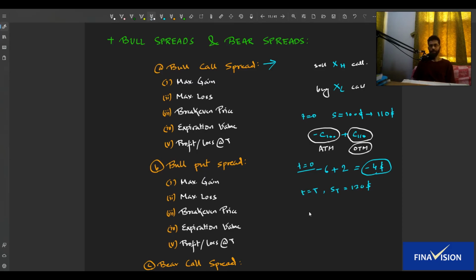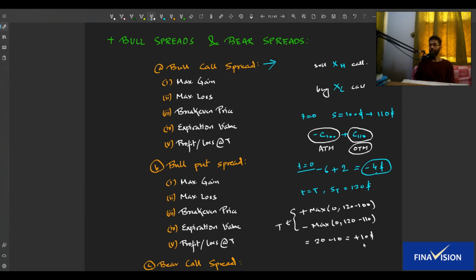Now the 100 strike option was bought. Therefore the cash inflow is plus max of 0 or 120 minus 100. And the cash outflow is of the sold option, that is minus max of 0 and 120 minus 110, because the 110 strike call option was sold. So this is the net cash flow at t equal to capital T.